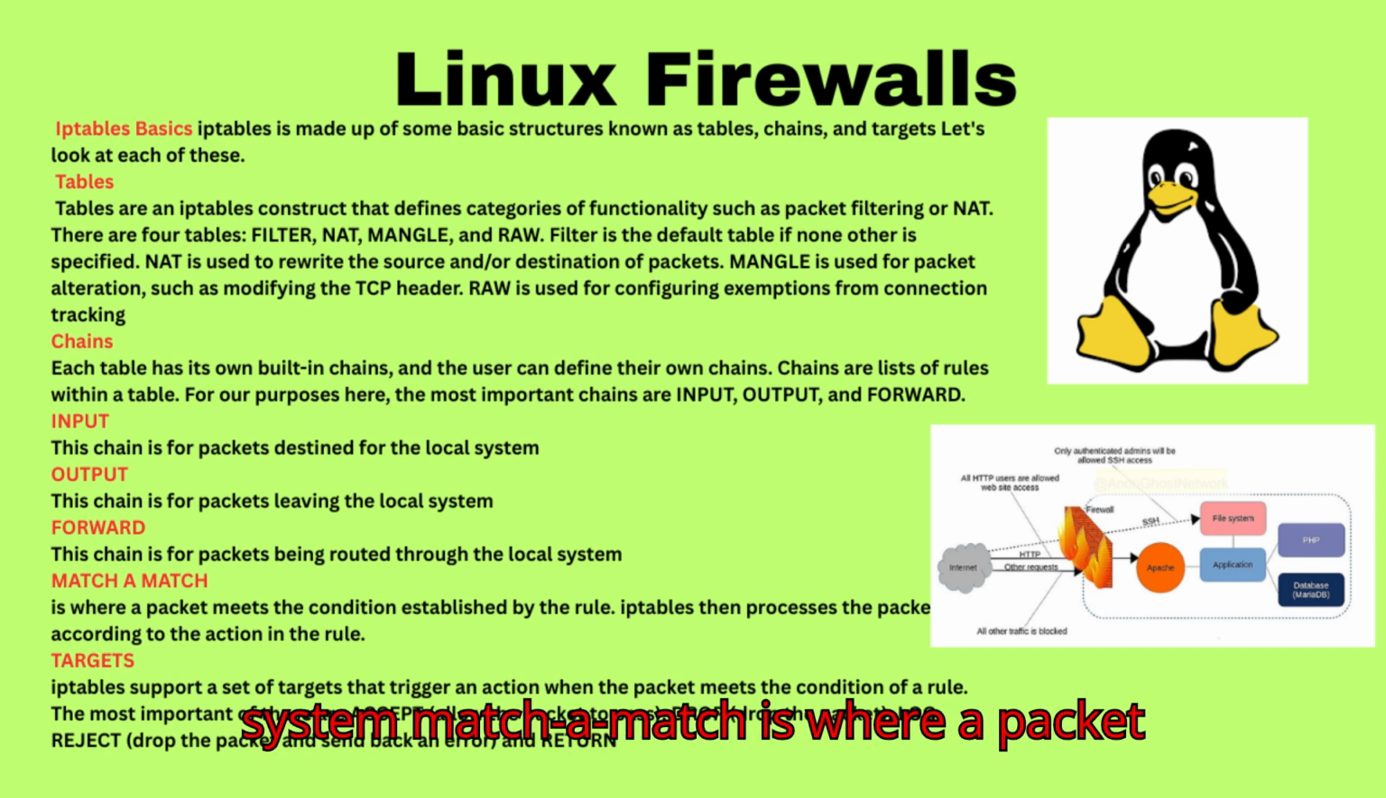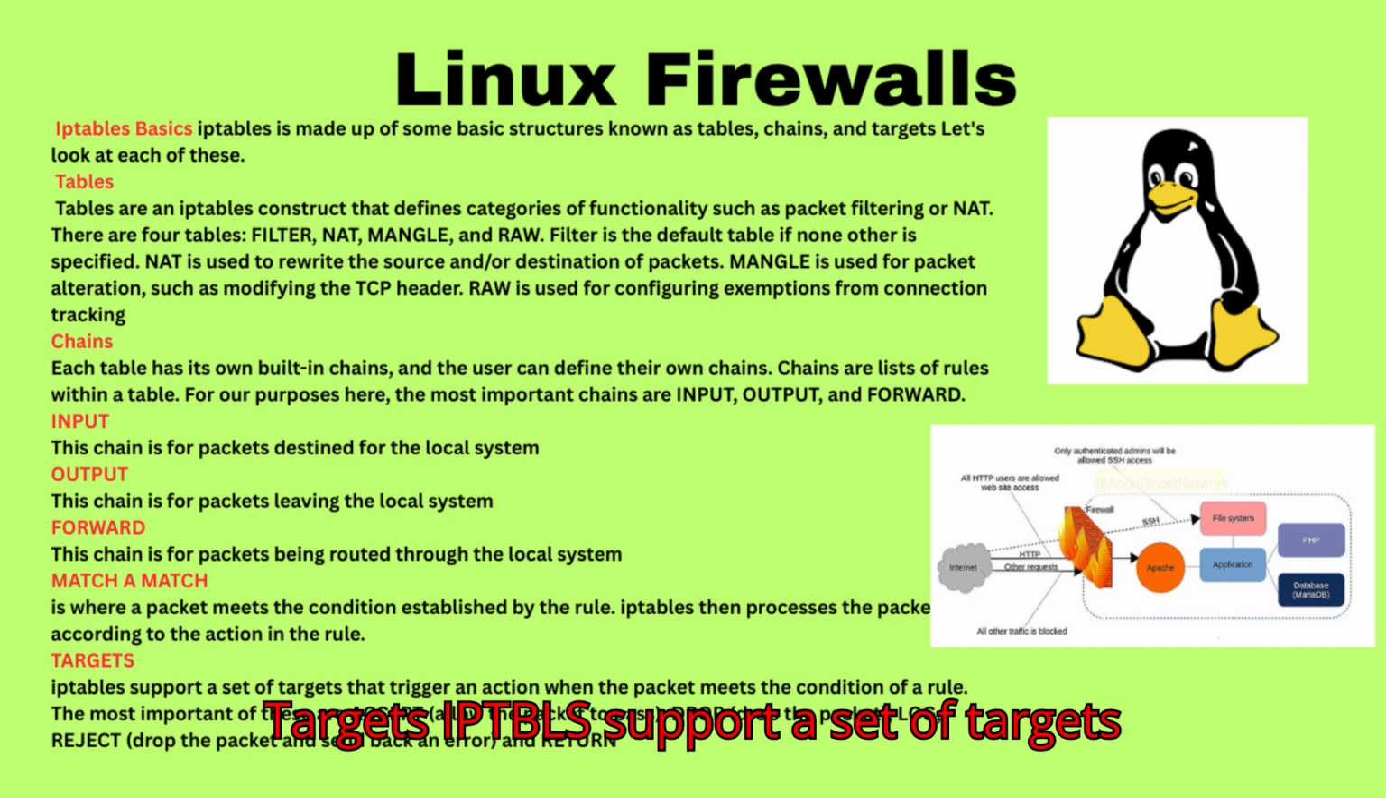Match: a match is where a packet meets the condition established by the rule. Iptables then processes the packet according to the action in the rule. Targets: Iptables supports a set of targets that trigger an action when the packet meets the condition of a rule. The most important of these are accept, allow the packet to pass; drop, drop the packet; log; reject, drop the packet and send back an error; and return.